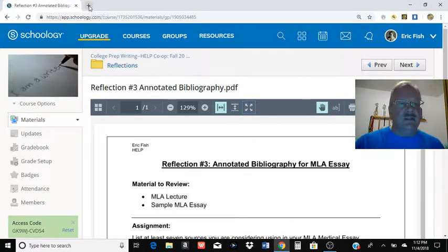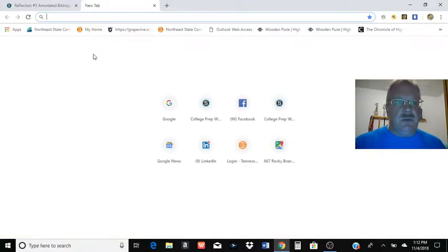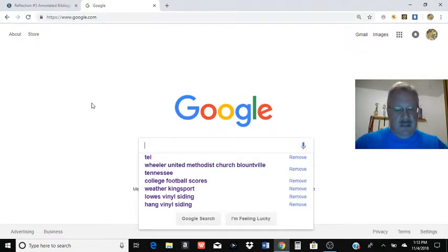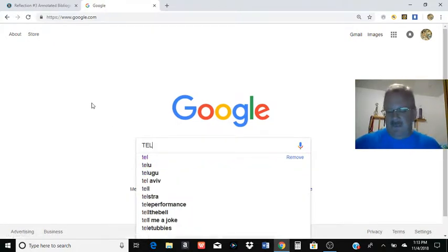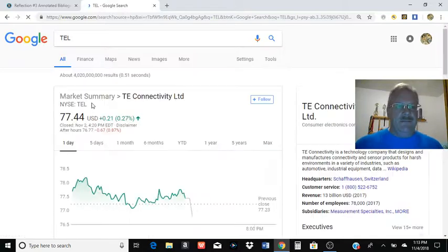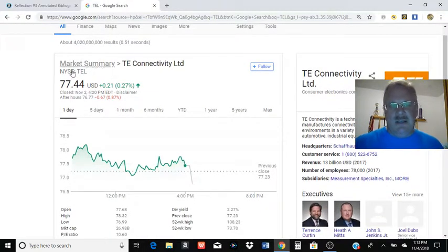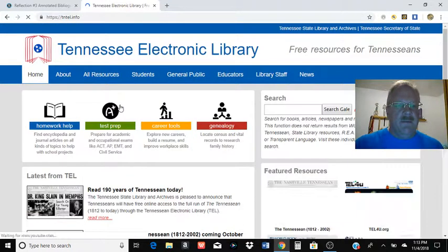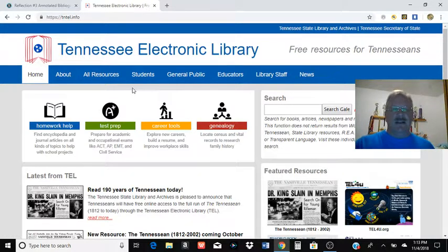To access the TEL databases, this is where I want you to focus your research. Let me get to Google here. Also, if you use the Northeast State databases, they use the TEL databases. This is something your tax money is already paid for. Your parents' tax money is already paid for. That's a good source. Apparently there's a company with the TEL initials, but you want the Tennessee Electronic Library here, free resources for Tennesseans, and that's us, right? If you're not from Tennessee, you can pretend you are.